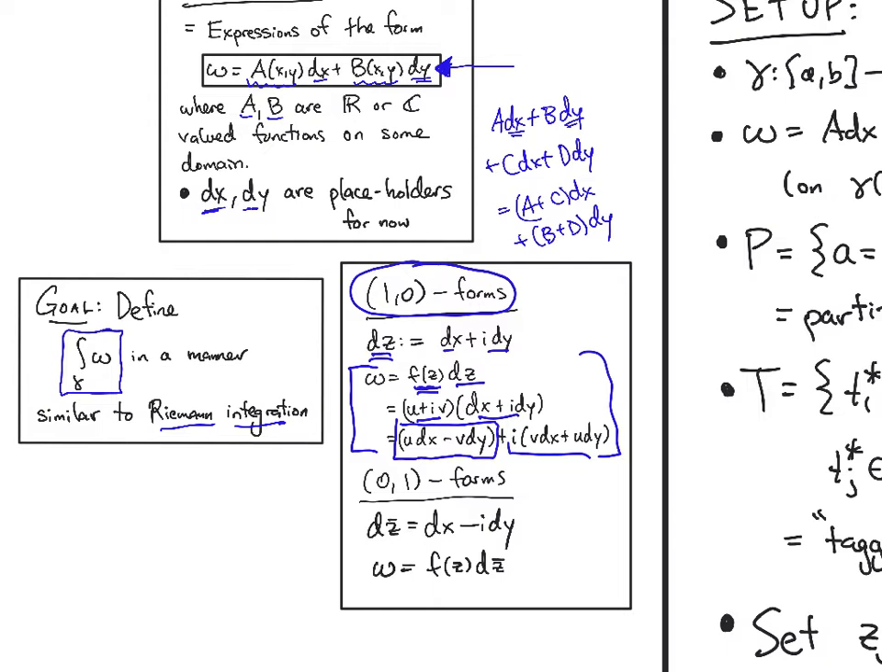We can also form 0,1 forms, which involve dz bar, whose definition is dx minus i dy. These would just be one forms of this type, f of z times dz bar.